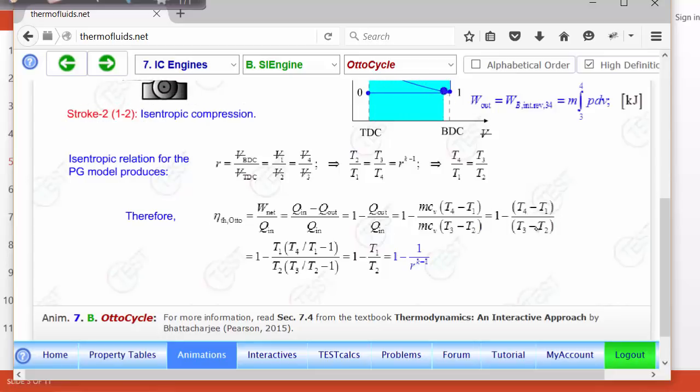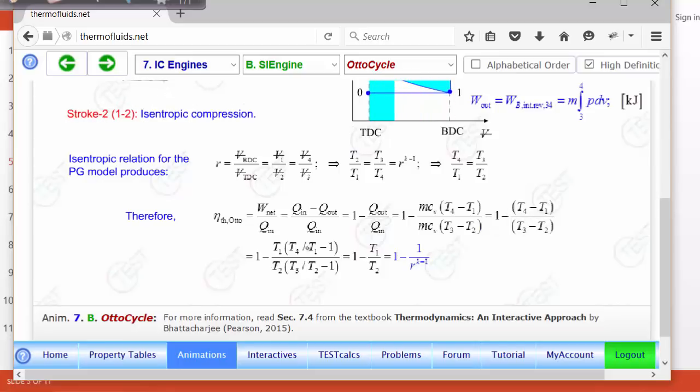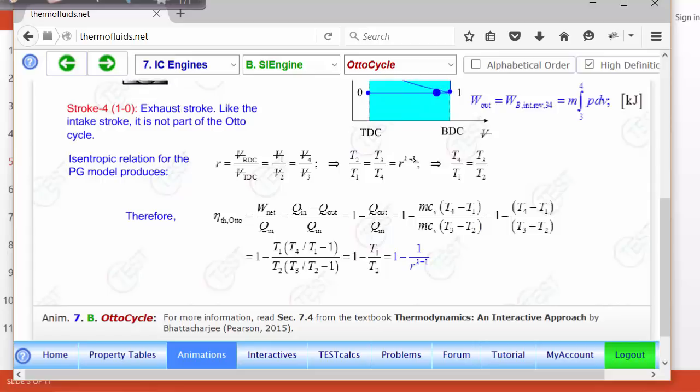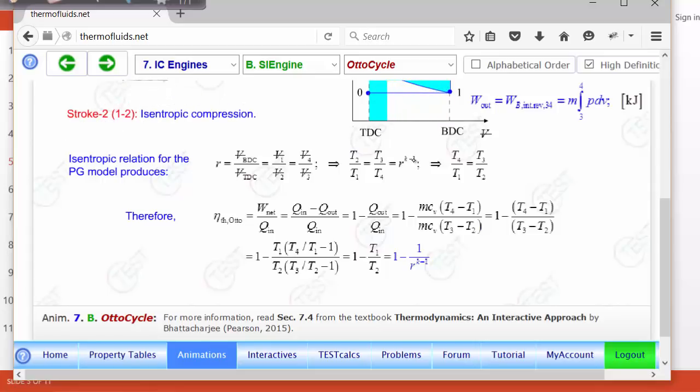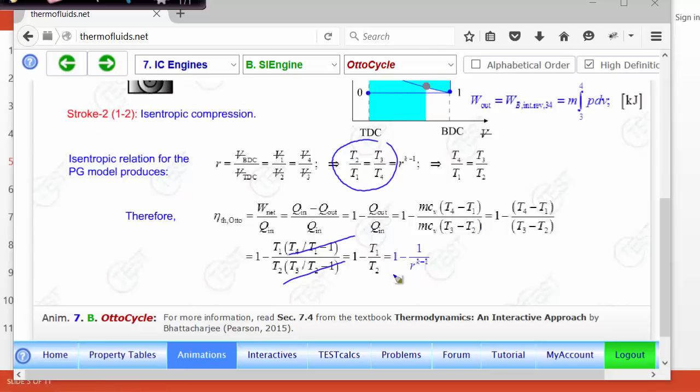You can even simplify further if you take T1 and T2 common outside the parentheses, and recognize from the isentropic relations that T2 over T1 and T3 over T4 are a function of the volumetric compression ratio, as given by equation 13. So if you go to equation 13 of the PG model, you can show that these temperature ratios are equal, and therefore these terms cancel out, and we get a very simple formula.